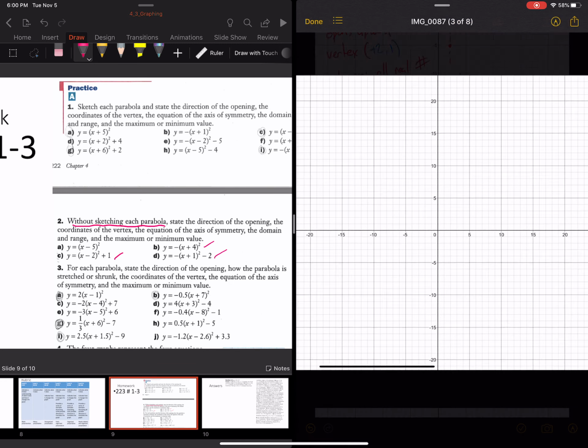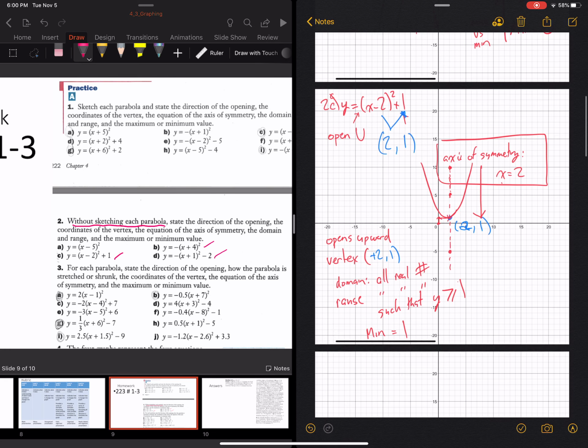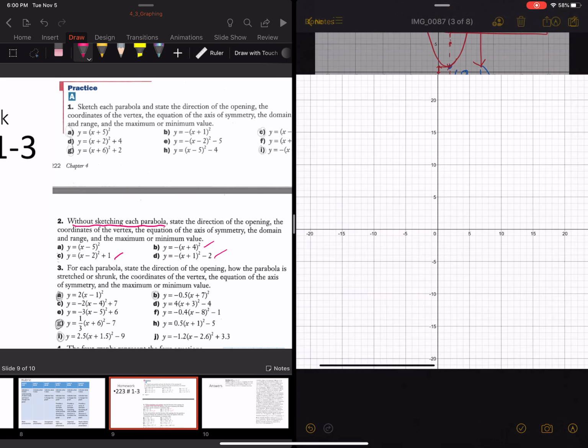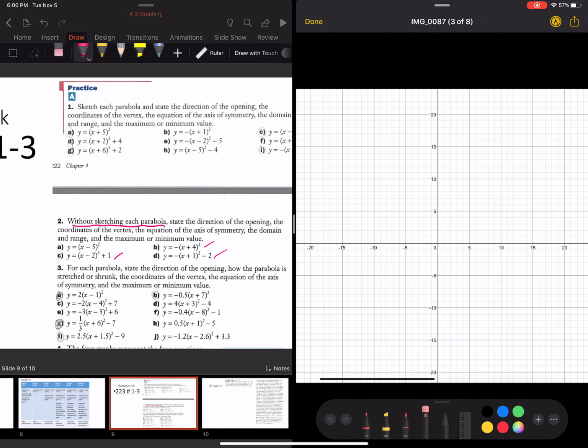That's C. D is pretty much exactly the same. But this time we'll try and do it without looking, without drawing. Okay, 2D. Y equals minus (x plus 1) squared minus 2. Okay, so look. We know that this negative means it looks like that. Opens downward.